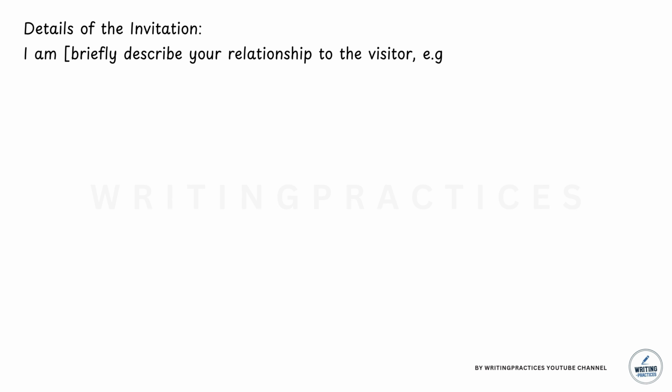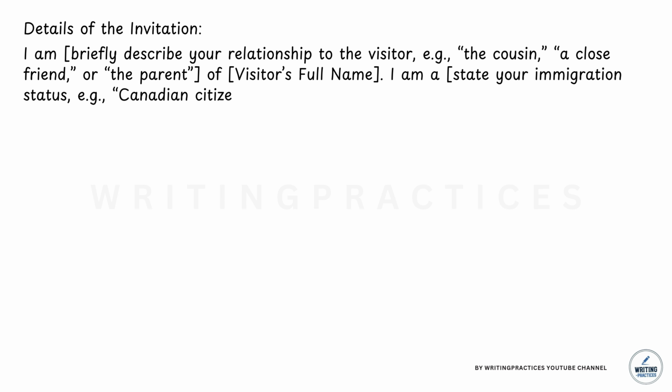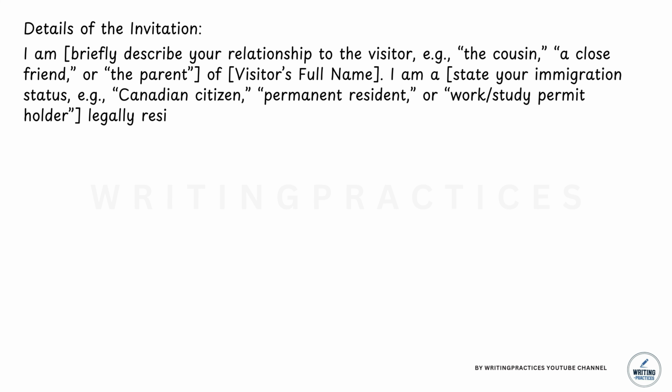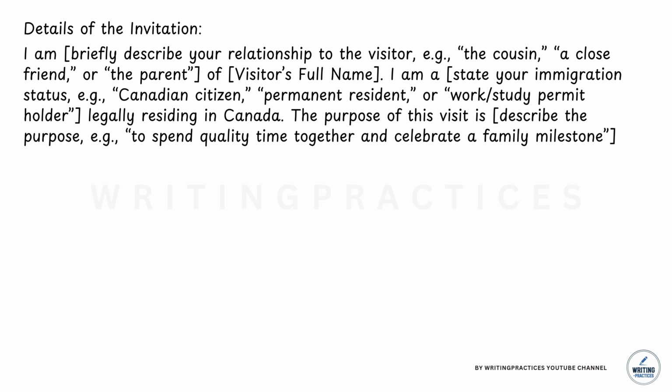7. Details of the invitation. Elaborate on your relationship with the invitee and your legal status in Canada. This information is crucial as it establishes the legitimacy of the invitation and your capacity to host the visitor. For instance, I am the cousin of Jane Smith and a permanent resident of Canada, residing legally in Toronto. The purpose of this visit is to spend quality time together and celebrate a family milestone.